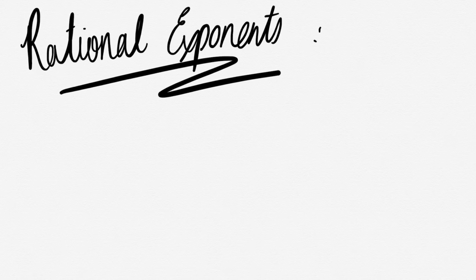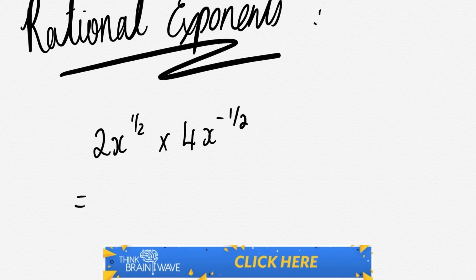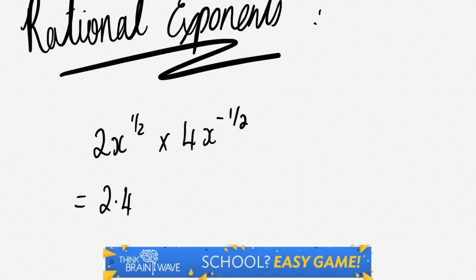In this video, we're going to be discussing rational exponents. We'll start with 2x to the power of a half times 4x to the power of minus a half. What do you notice? You've got a common factor of 2.